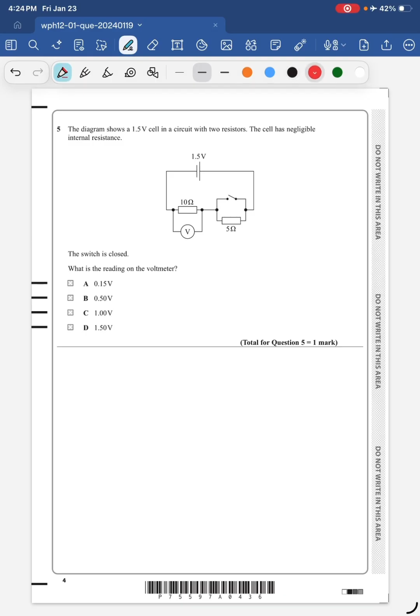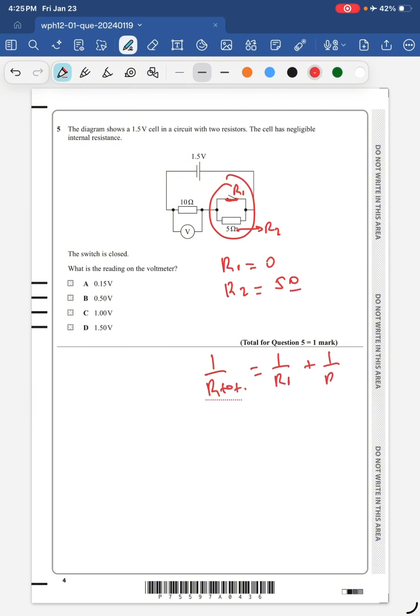If we close the switch, we are effectively having 2 resistances over here in parallel, right? Let's call this R1, and let's call this R2. But then you're going to say, Valentino, what the hell is R1? There is no resistance there. You can consider the resistance of the wire as 0 resistance, right? So you can think of R1 as being 0 and R2 as being 5 ohms, right? And then we can say 1 over R total is 1 over R1 plus 1 over R2.